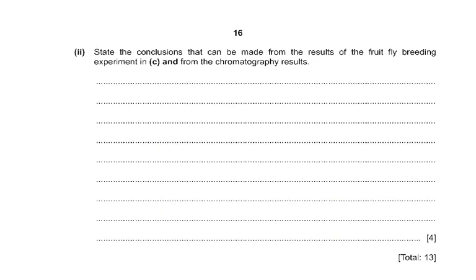Then it says state the conclusions that can be made from the results of the fruit fly breeding experiment in C and from the chromatography results. Now they want you to look at that and comment on the chromatography results. So from the breeding experiment, what did we learn? That the two genes were not linked genes, because otherwise you would not get the 9331 ratio. So they were not linked genes.